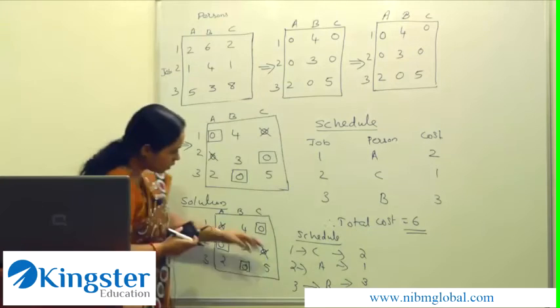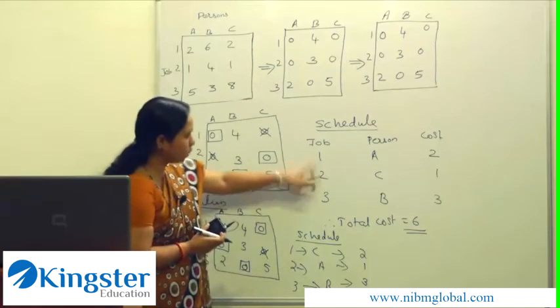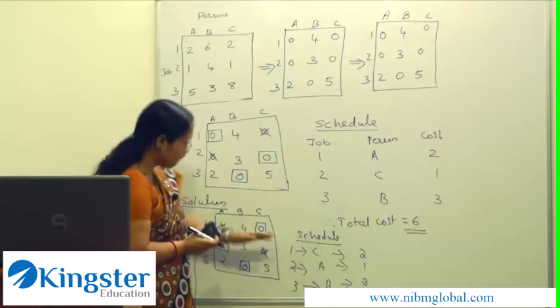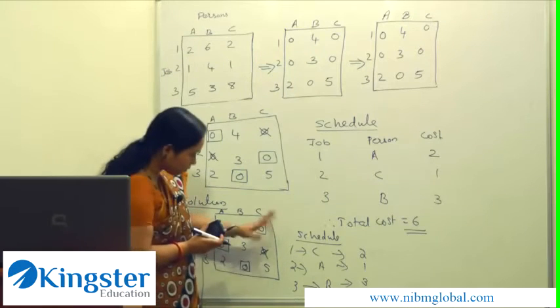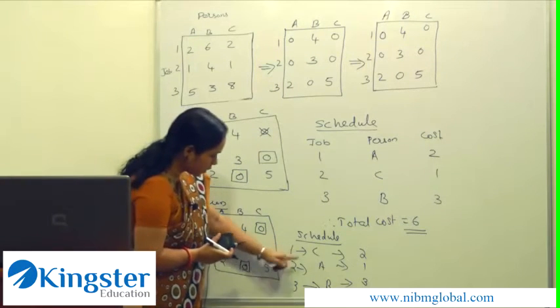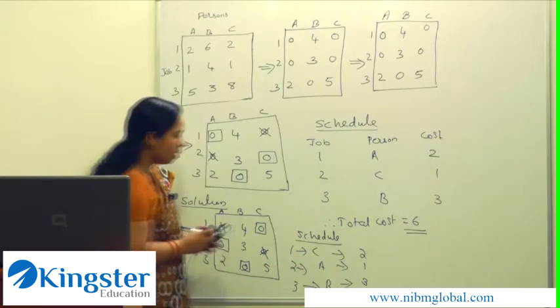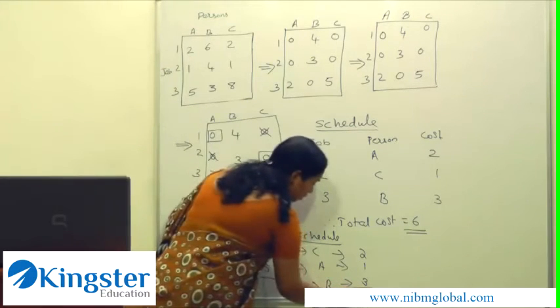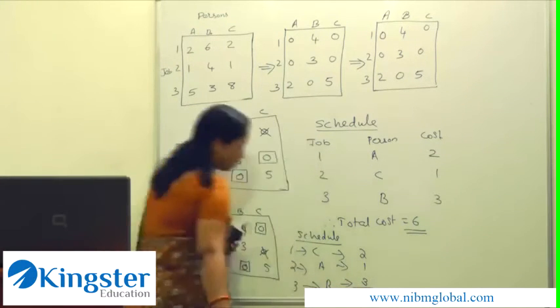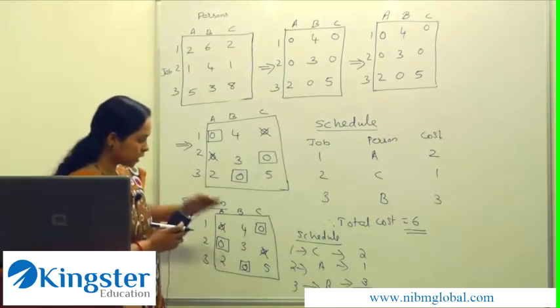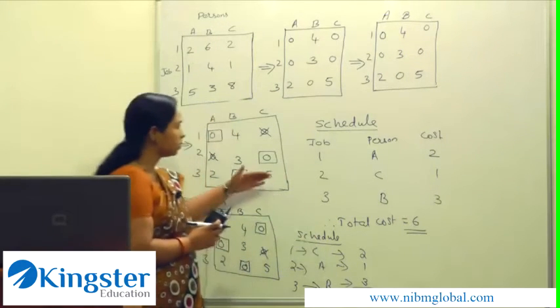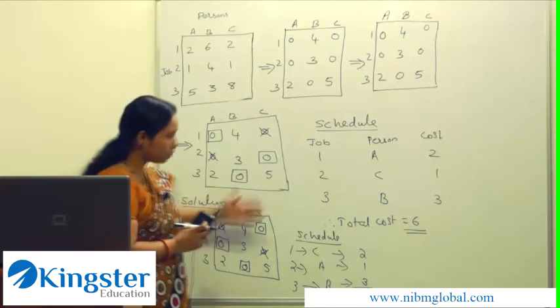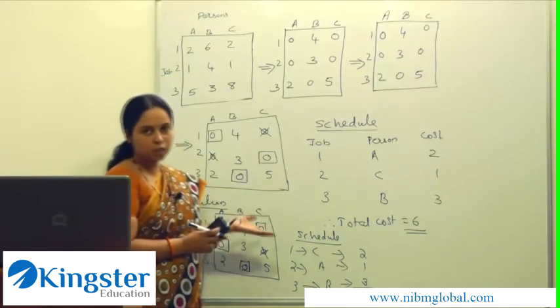So the schedule is different here. Here the schedule is 1 to A, 2 to C and 3 to B, and in the second solution we have a different schedule. It is 1 to C, 2 to A and 3 to B. But consider the total cost. In both cases it is 6. So without a change in the total cost, it is possible to have more than one solution.